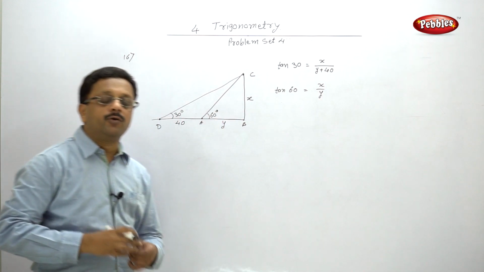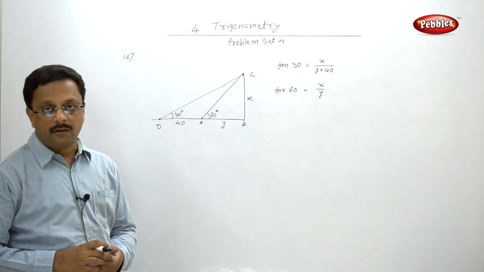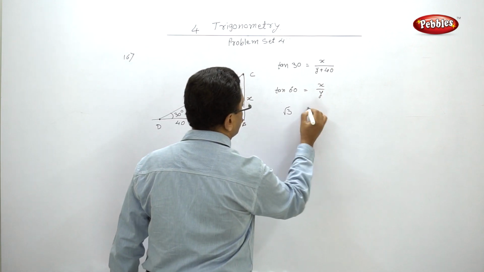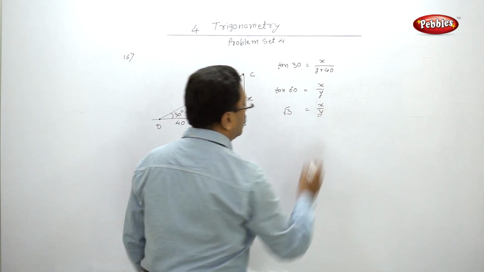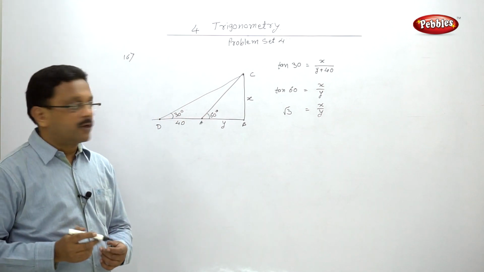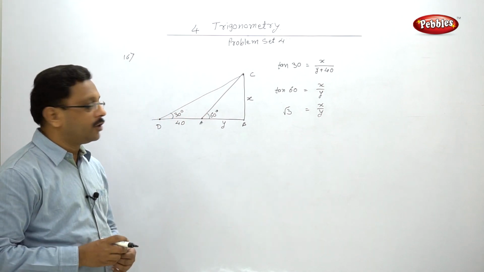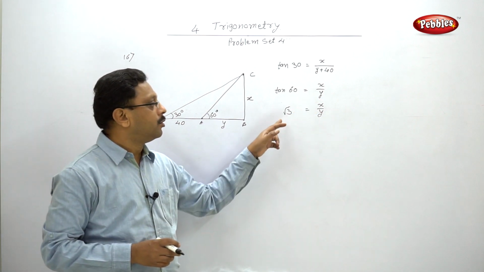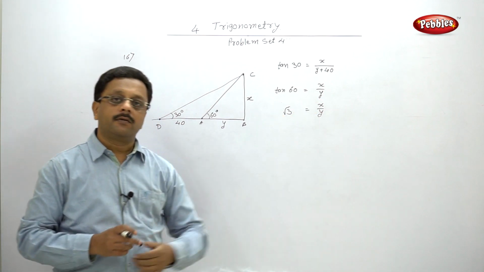Now in this case you know the value of tan 60. Tan 60 is root 3 is equal to x upon y. So what is y equal to? x upon root 3, correct? Or x equal to y root 3.